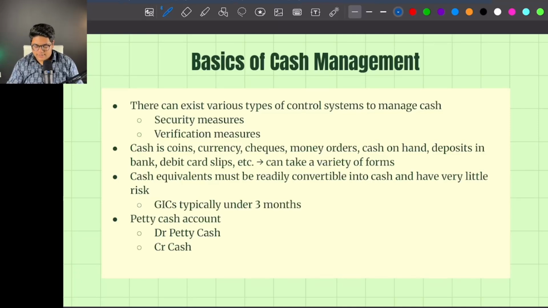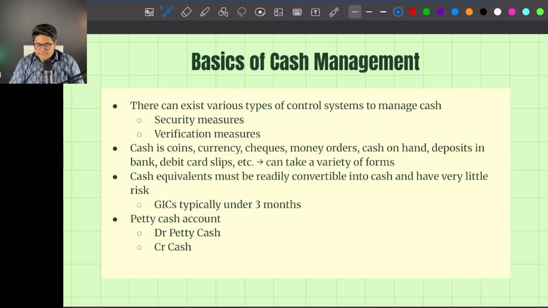You got to protect it. Here's how. Number 1 is you can have security measures, like straight up lock up cash in a bank deposit box. Again, verification measures: let's say you're giving a check to someone, you can have one person write the check, another person sign the check, and a third person mail the check. That way you have 3 sets of eyes on the check, so you can make sure that the check is for the correct amount, that you're not actually giving away more money than you should have.